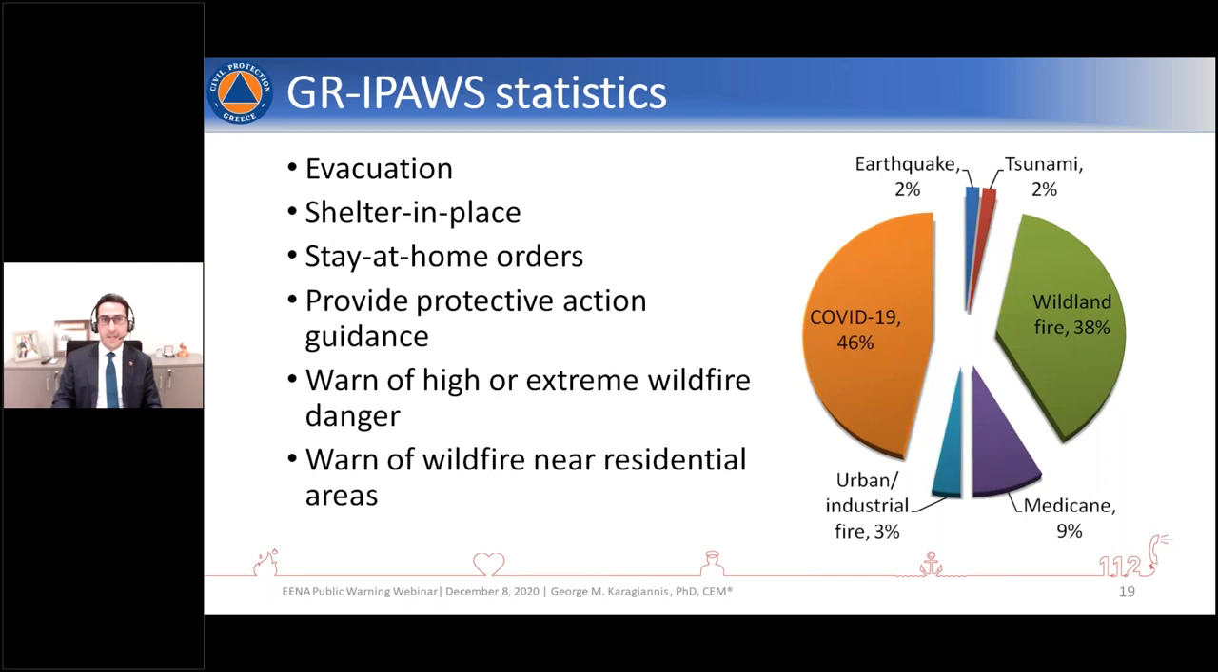GRIPAS alerts have been used to prompt evacuation or shelter in place. They have been used to advise of stay-at-home orders and provide protective action guidance. And they have been used to warn people of high or extreme wildfire danger, but also of wildfire approaching residential areas. Let me show you a few examples.